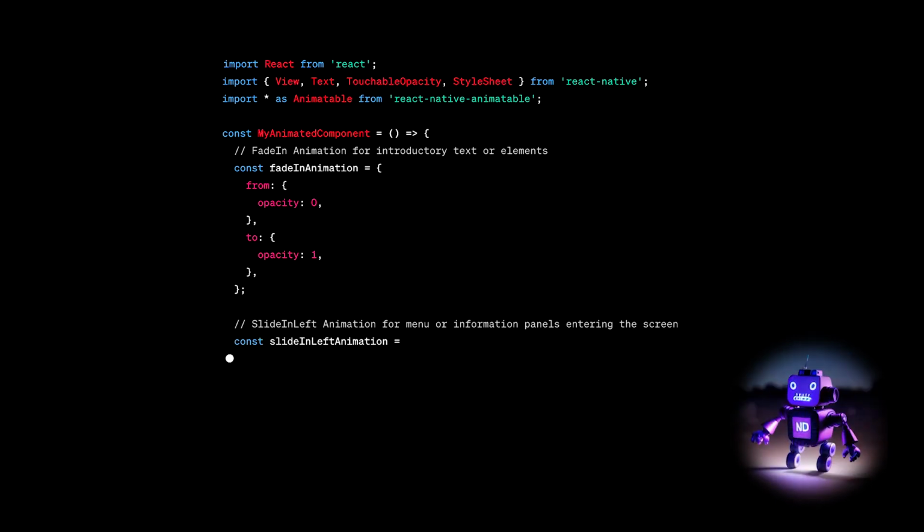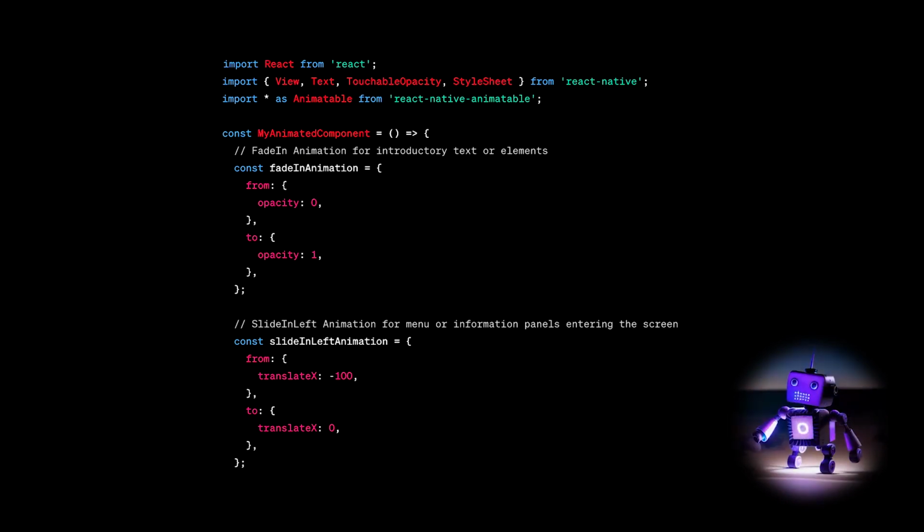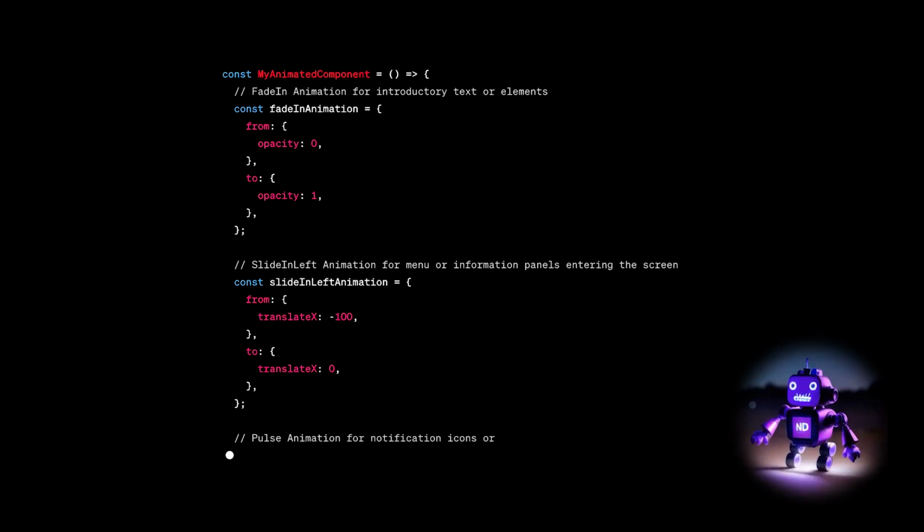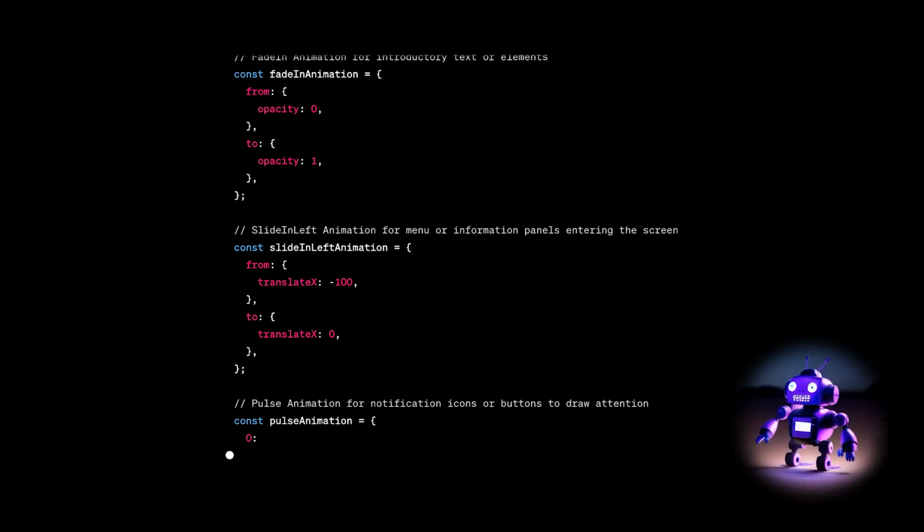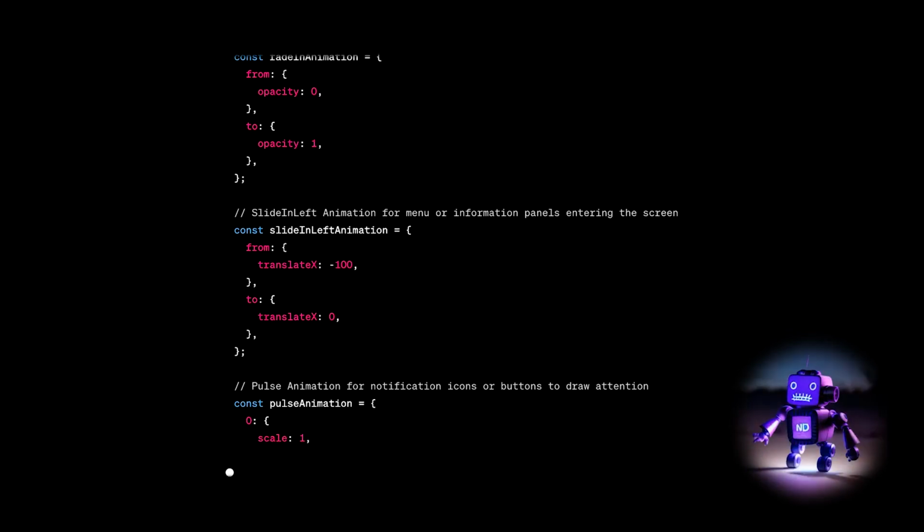Next, we define myAnimatedComponent, a functional component that serves as the container for our animations. This structure follows the modern React functional component pattern, emphasizing reusability and simplicity. By utilizing functional components, we leverage React hooks and other features that make our code more concise and readable.